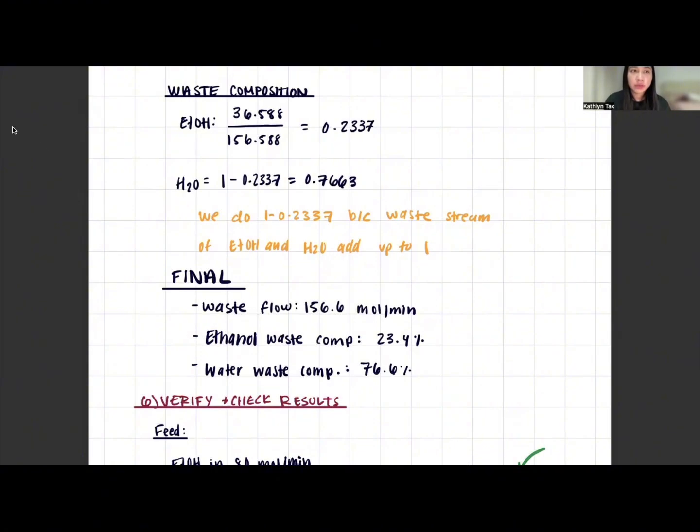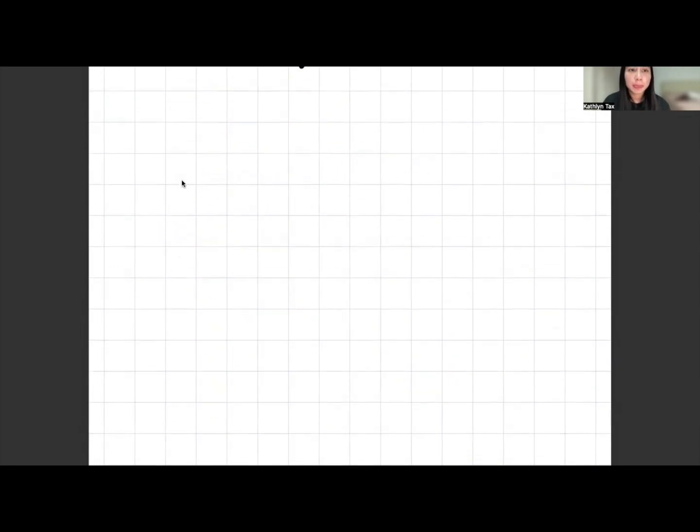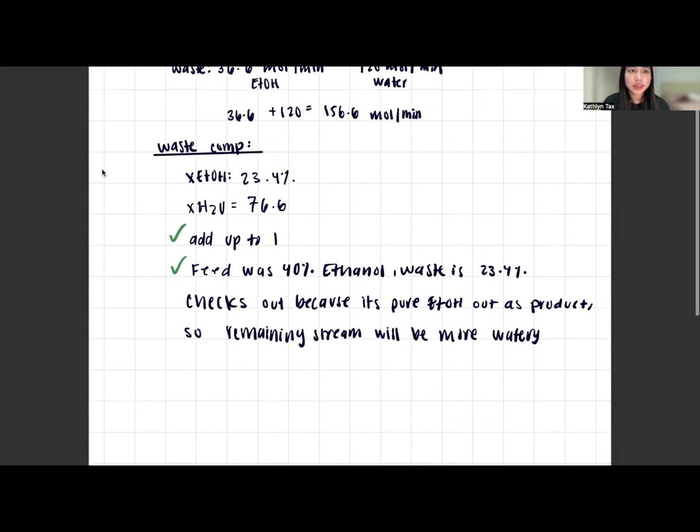Now, in order to verify and check, we know that our feed ethanol is 80 moles per minute and water is 120 moles per minute. That adds up to a total of 200 moles per minute, which was a given. So our result is the product of ethanol is 43.4 and the water is 0. Out of the waste comes 36.6 moles per minute of ethanol and 120 moles per minute of water. If we add this together, it's 156.6 moles per minute, which we had previously found.